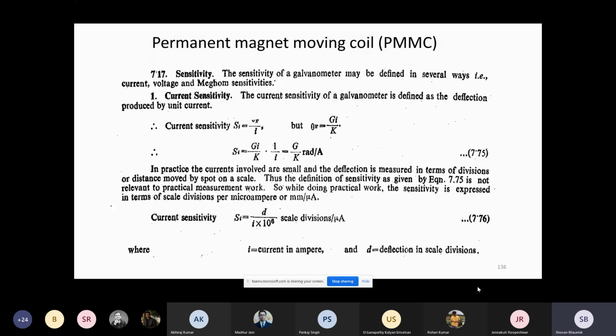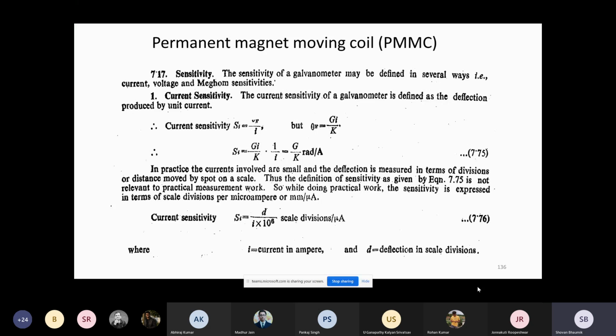So in practice, the currents involved are very small for a galvanometer. Because you know that the former on which the winding is made is not very wide, and if it is not very wide, you need to make many turns on it. So you need to take very small, thin wires. In such cases, if you take thin wires, you cannot pass a large amount of current, because if you pass a large amount of current through the thin wire, what will happen? The thin wire will get heated and it will ultimately burn. So you need to pass a small amount of current.